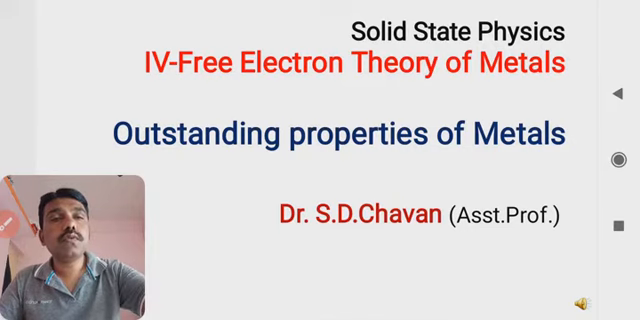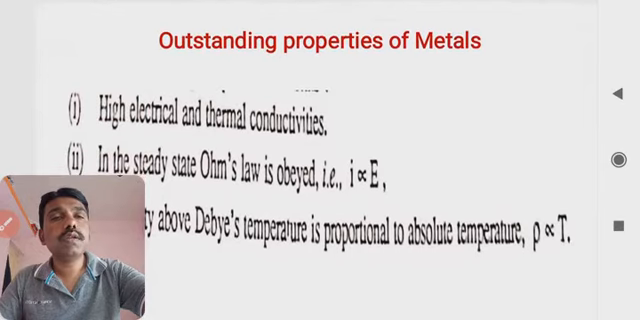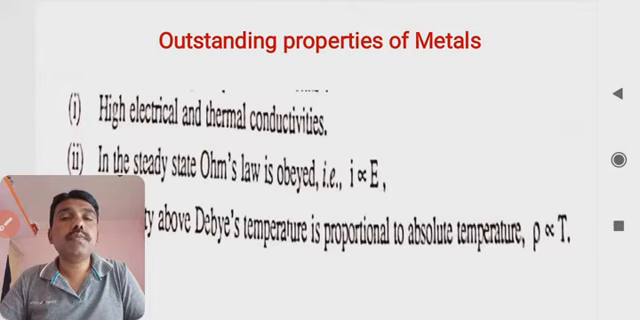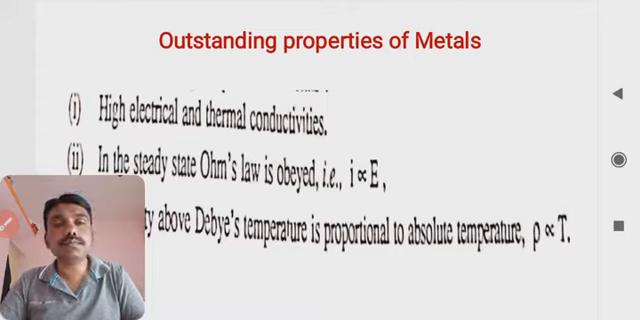Although this is a very simple point, for 5 marks, these 5 points will give you 5 marks. That's why these are the outstanding properties of metals, in which the first basic property is high electrical and thermal conductivity.